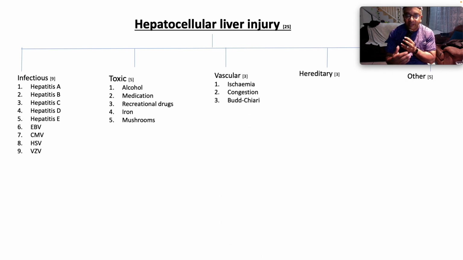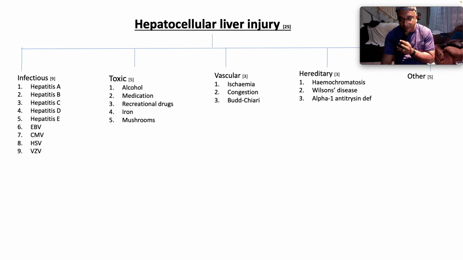vascular issues like ischemic liver, so-called shock liver in patients who are hypotensive, liver congestion, especially on the back of right-sided heart failure, Budd-Chiari, which we know is hepatic venous thrombus, hereditary issues, hemochromatosis, which is iron overload, Wilson's disease, which is copper overload, alpha-1 antitrypsin deficiency, which keeps company with lower-lobe predominant emphysema.